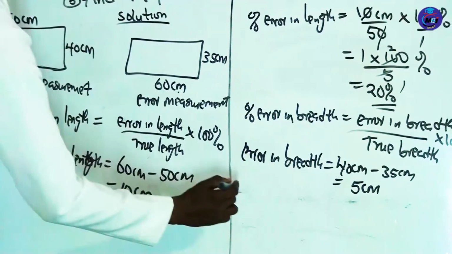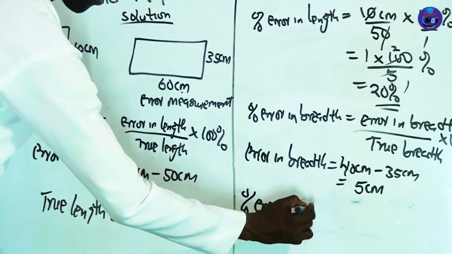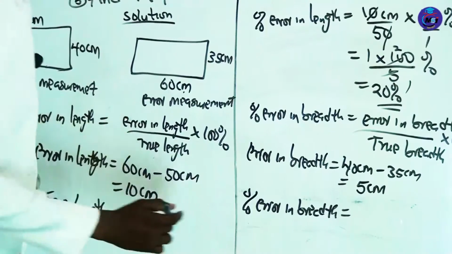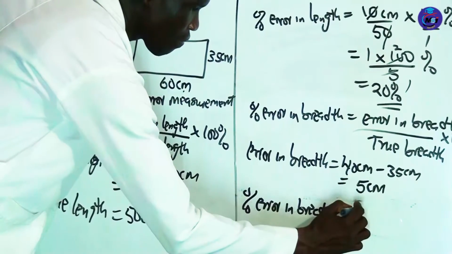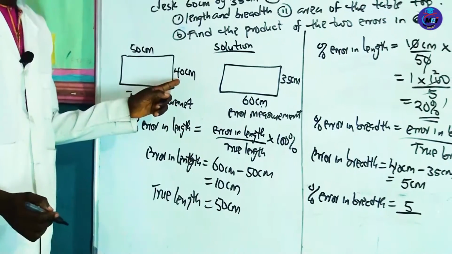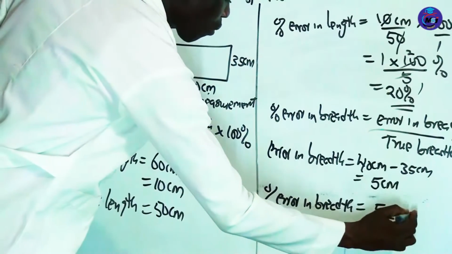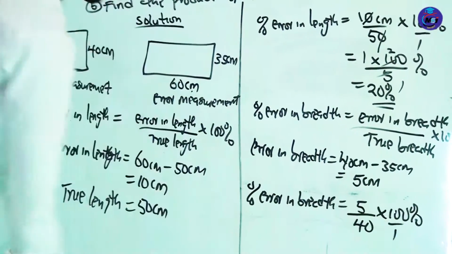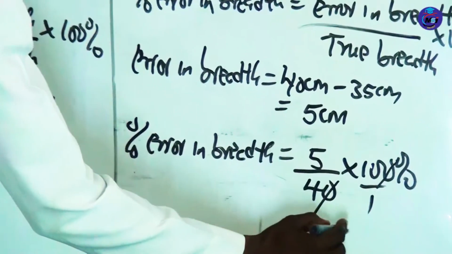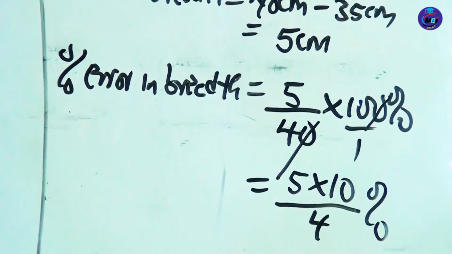Now we want to find our percentage error in breadth. This will give us error in breadth, which is 5, divided by true breadth. What is the true breadth? Which is 40 centimeter, multiplied by 100%. Okay, 0 will cancel 0. You are left with 5 times 10 all over 4%. Okay, let's go over again.